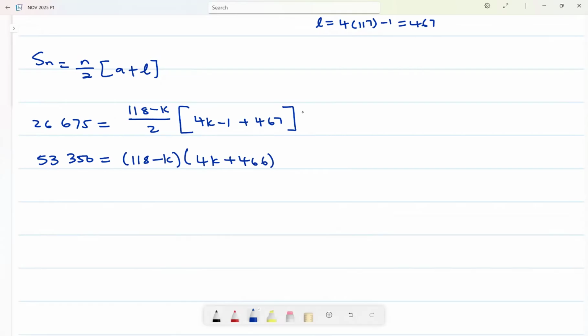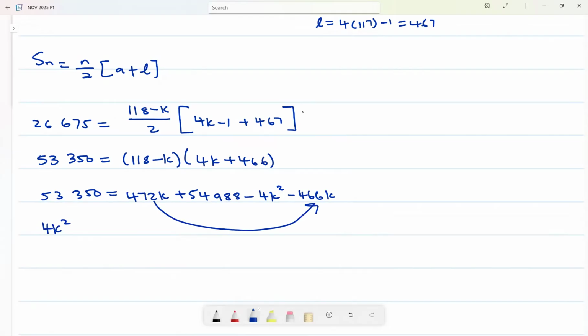Am I correct? Yes. And then let's simplify a little bit. 53,350 is equal to 118 multiplied by 4K, which is 472K, and then 118 multiplied by 466, which is 54,988. And then minus 4K squared minus 466K. Now let's take the 4K squared to the other side. It's going to be positive 4K squared. And then 472 minus 466 is positive 6, but when I take it to the other side, it's going to be negative 6K.